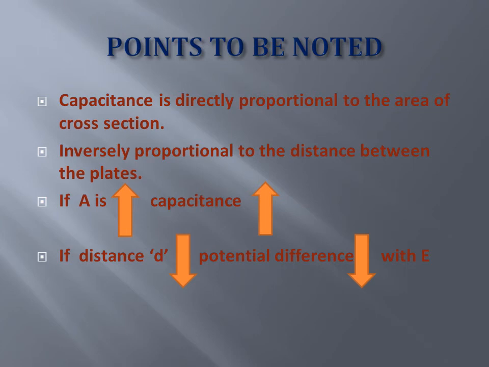Now, the points to be noted here: capacitance is directly proportional to the area of cross section. It is inversely proportional to the distance between the plates. Now, if A increases, capacitance also increases. If the distance d is decreased, potential difference decreases with constant E.